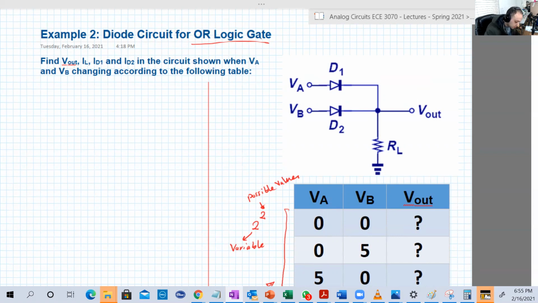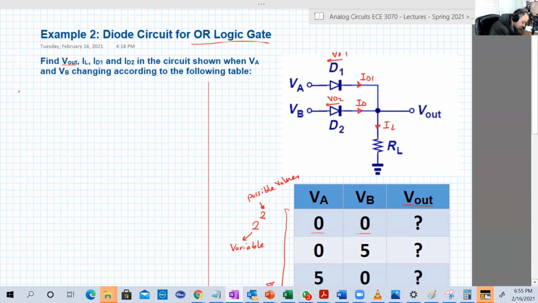So this is I load here. This is ID1. This is ID2. This is VD1. This is VD2. So let's take the 4 cases. It's like you will solve this circuit 4 times. Each time you take a possible different combination for A and B.